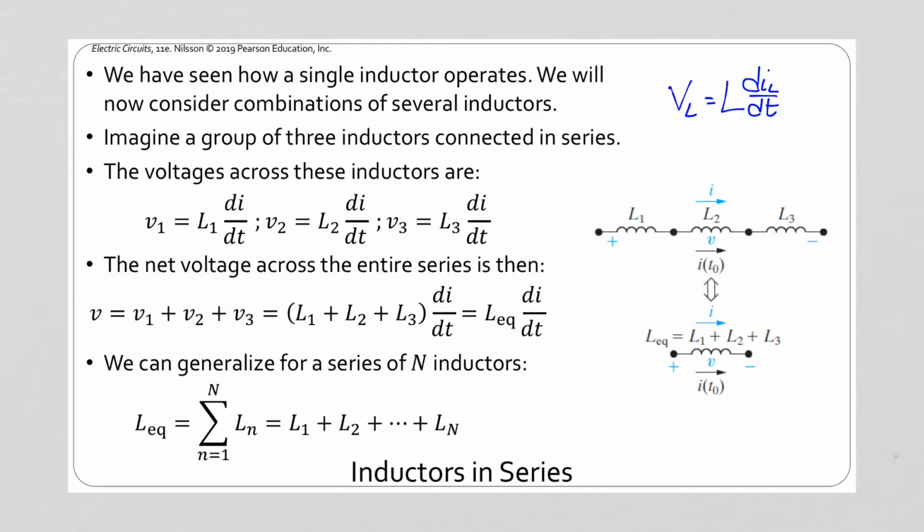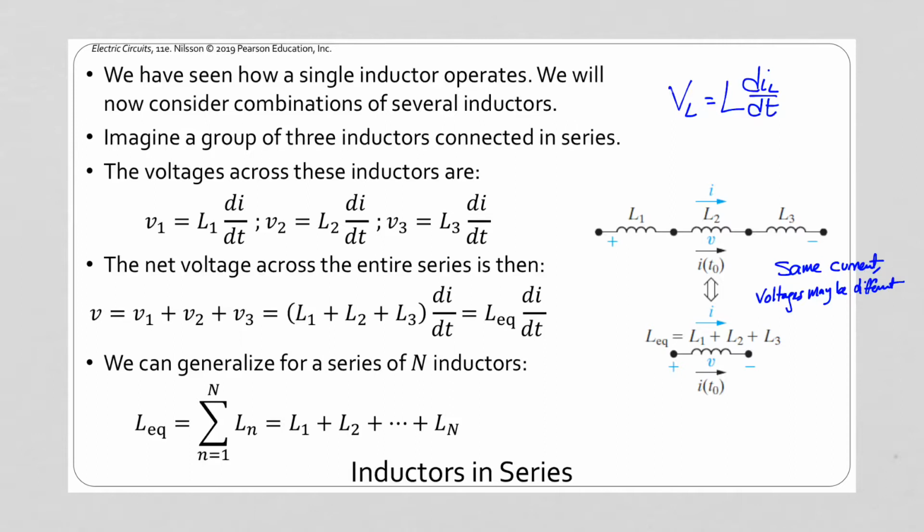If these are in series, the current has to go through one, and then it has no pathway to go but to go to the next one, and then the next one. This means that you'll have the same current all the way through this series combination of inductors, but the voltages across each individual inductor may be different depending on the inductances.